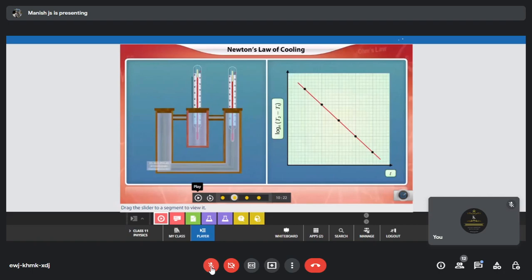So if you express the logarithm graph with respect to time, you will get a negative slope. So that you will get a straight line graph. Okay? So this is to demonstrate Newton's law of cooling. Okay, simple. So same thing. This proves Newton's law of cooling.